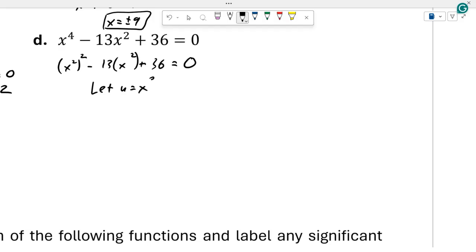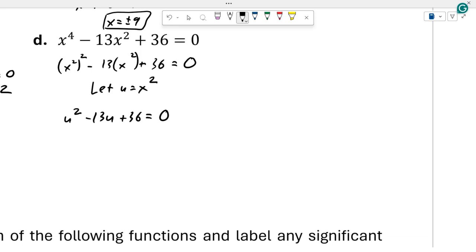I'll rewrite what I wrote earlier. If you let u equal x squared, what you end up getting is u squared minus 13u plus 36 equals 0. Some of you might be looking at this video like, why is he introducing u? Why is he introducing a new letter? Well, the reason is because if you let u equal x squared, you can rewrite the original equation as a quadratic. We now have u squared minus 13u plus 36.